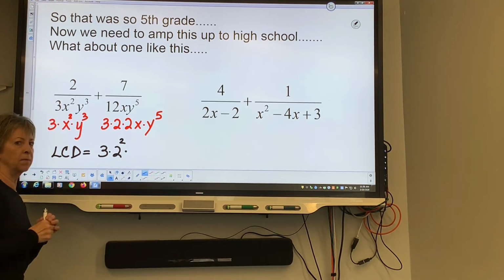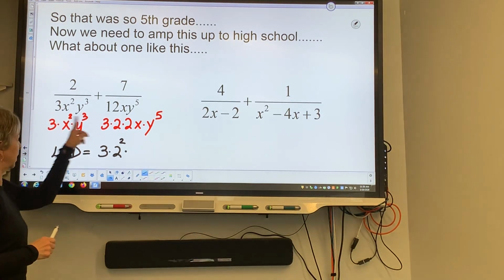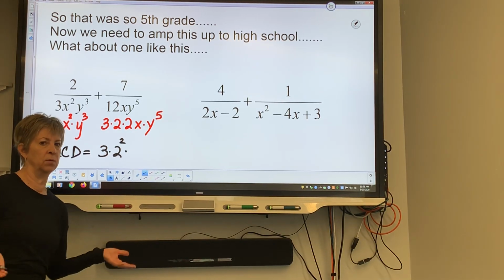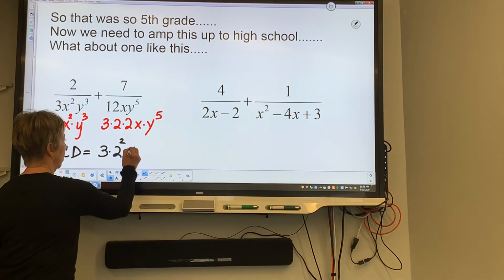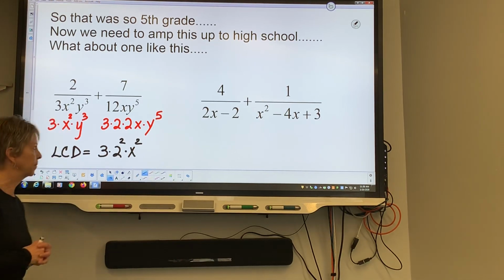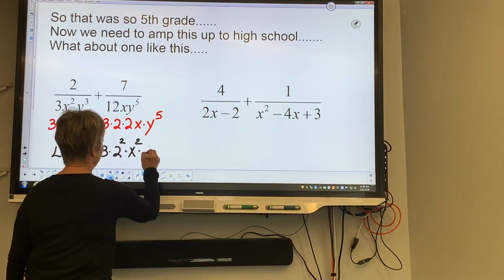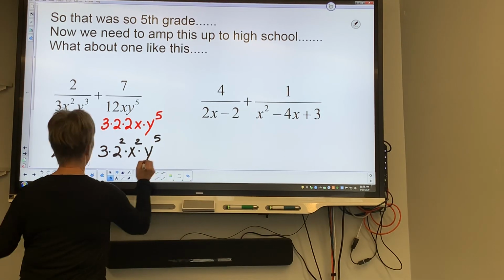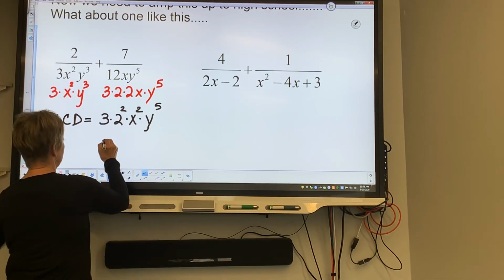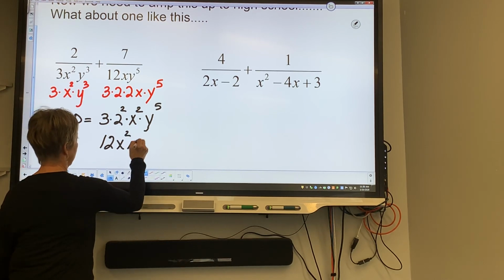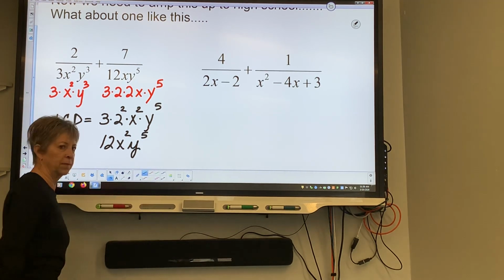All right, now what are we going to do with the variables? I've got an x squared and an x. So what's the most number of times x appears in either denominator? Twice, so I need an x squared. Y, most number of times it appears is 5, so I need a y to the 5th. And that tells me my least common denominator is going to be 12 x squared y to the 5th.